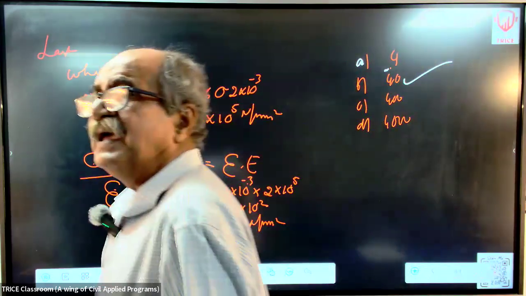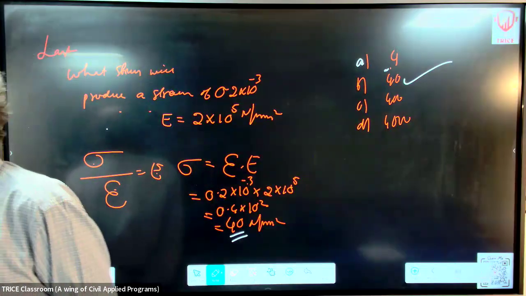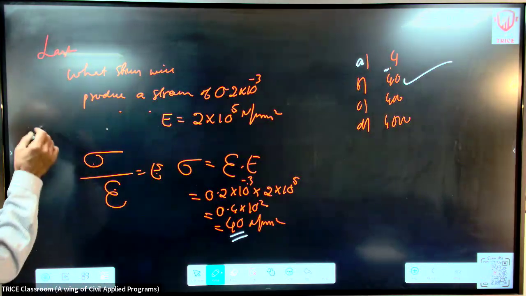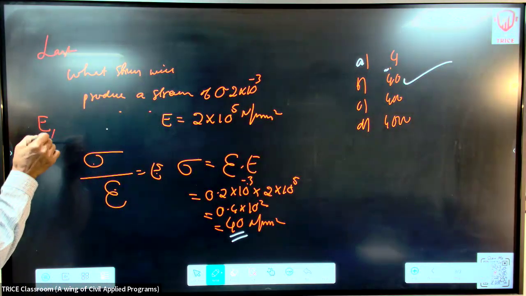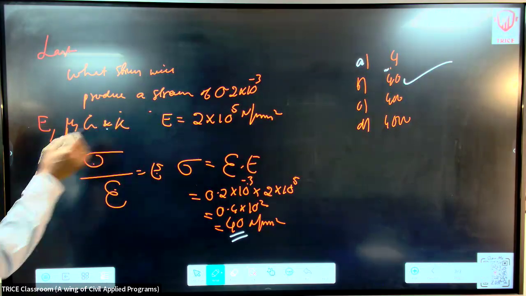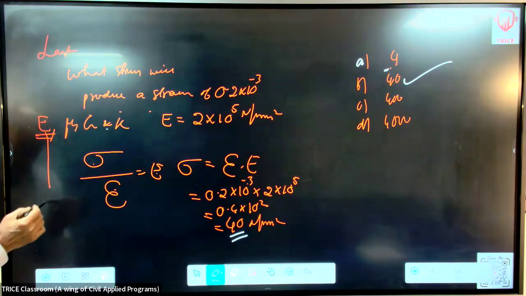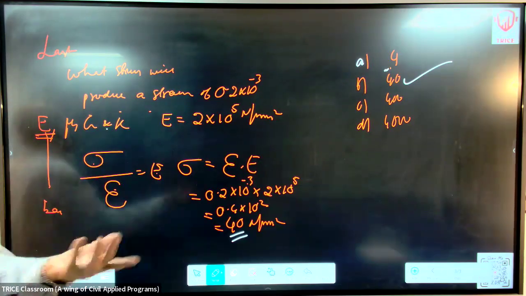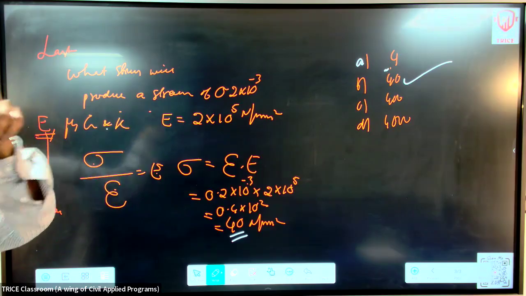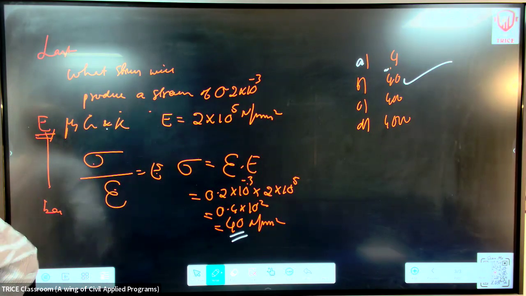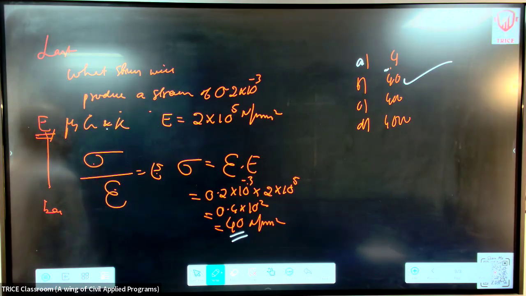Okay, this is an application of elastic modulus, one of the elastic constants. I told you elastic constants are E, mu, G, and K. I told about E today and some basic part for you. You study all these. Next time, I will go for more rigorous calculation. By that time, I will confirm where calculator is allowed, where calculator is not allowed. Okay. We will see in the next class. Thank you.